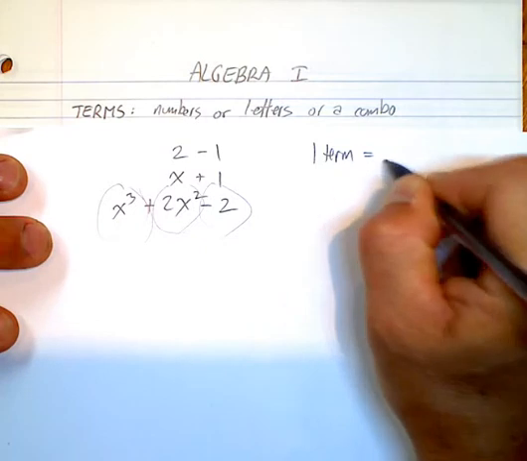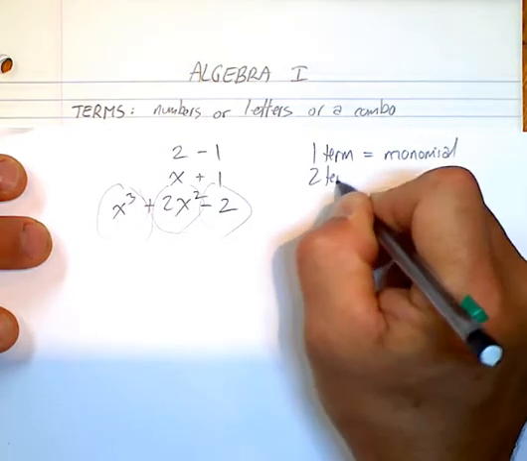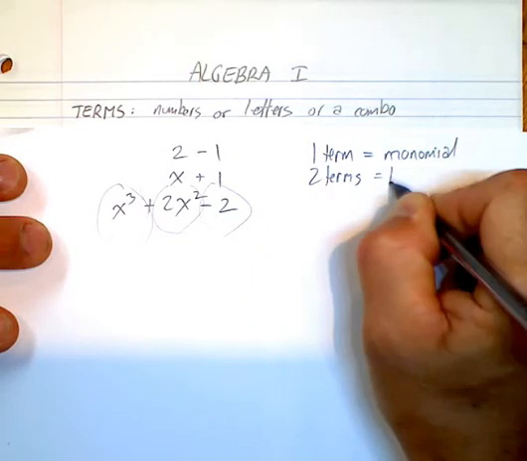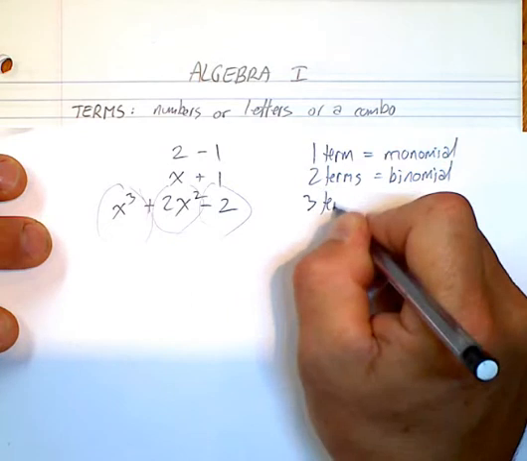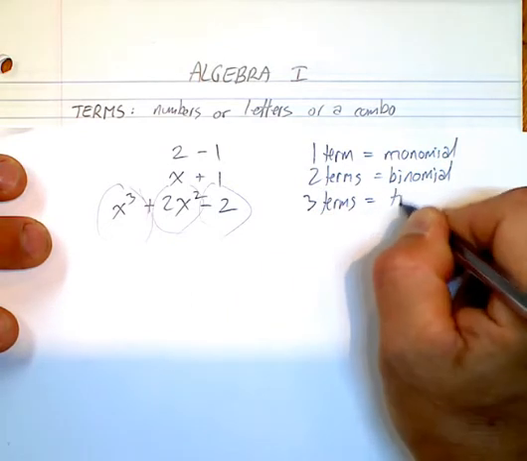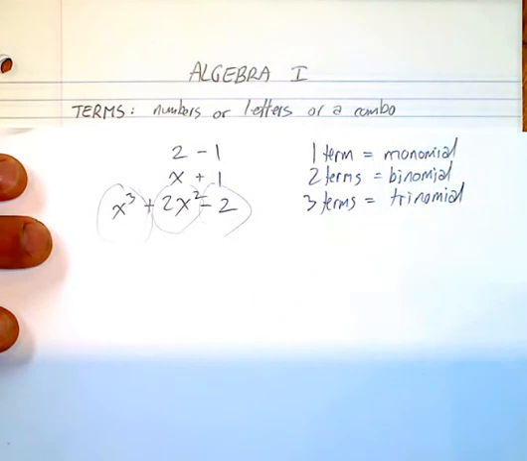One term, we call that a monomial. 2 terms, call that a binomial. 3 terms, and we call that a trinomial. And above that, they're just called polynomials. But that's what a term is.